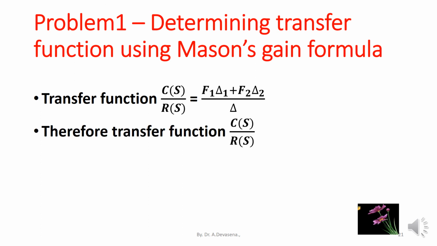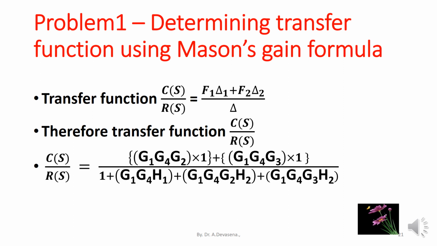The transfer function C(s) by R(s) is equal to F1 delta 1 plus F2 delta 2 divided by delta. That is, we have to substitute the values of F1 delta 1, F2 delta 2 and delta in the above equation. We get, open bracket, G1 G4 G2 into 1 plus G1 G4 G3 into 1, close bracket, the whole divided by 1 plus G1 G4 H1 plus G1 G4 G2 H2 plus G1 G4 G3 H2. This is the answer for this problem.